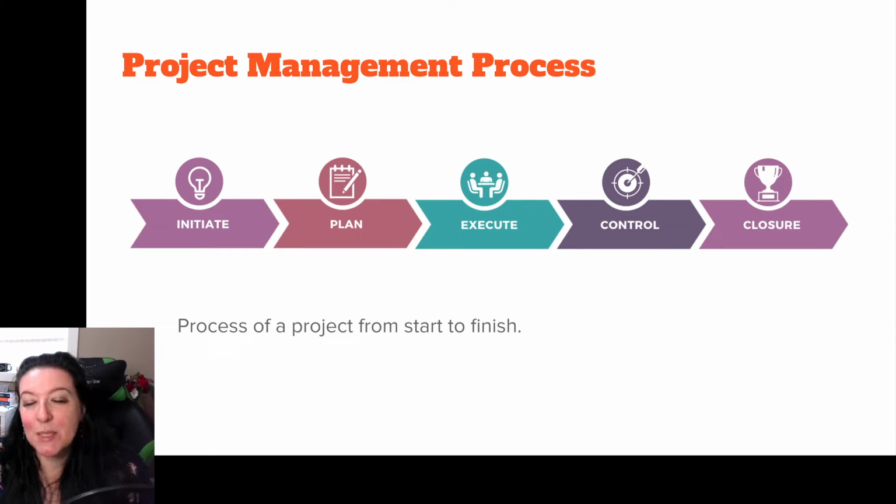Project management is the process of going through a project from start to finish. The parts of project management include initiate, so starting the project; plan, what are we going to do for this project; executing, what we are actually doing; and control, where we are monitoring how well it's going; and then we finish the project, or closure.